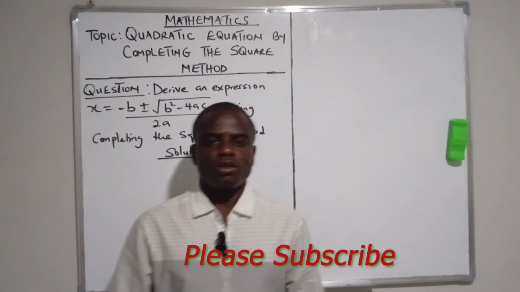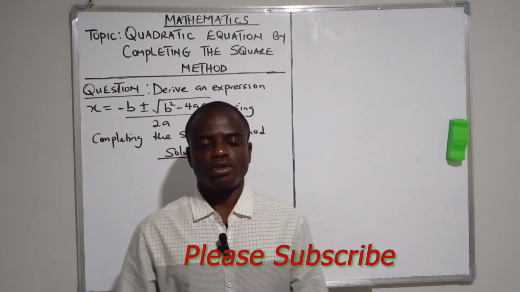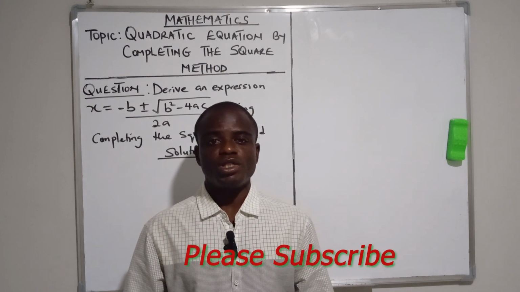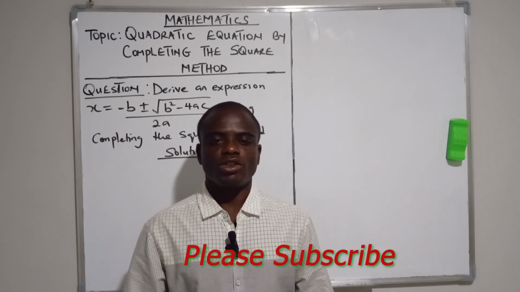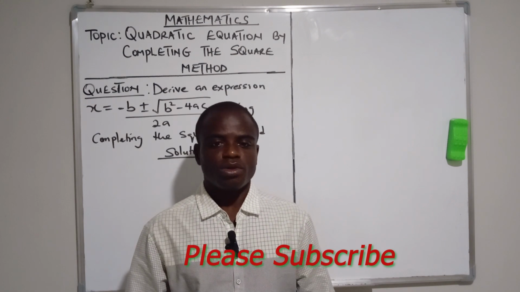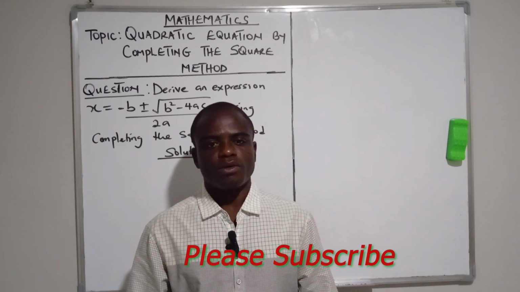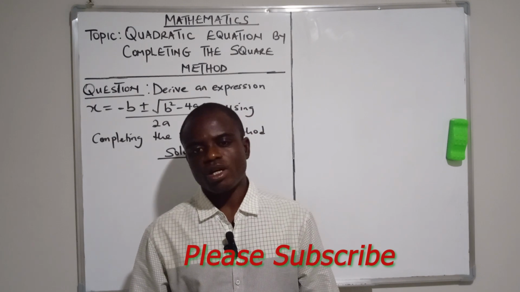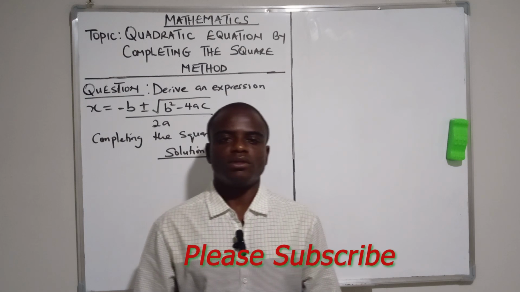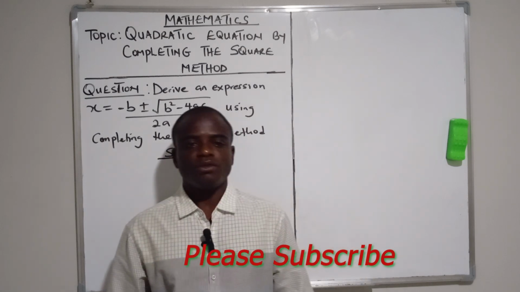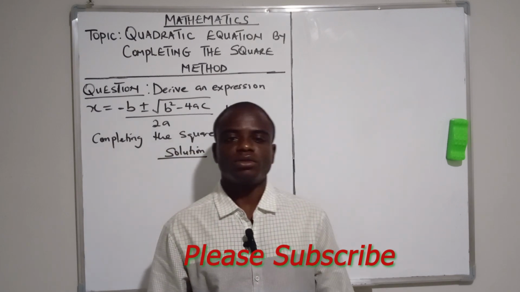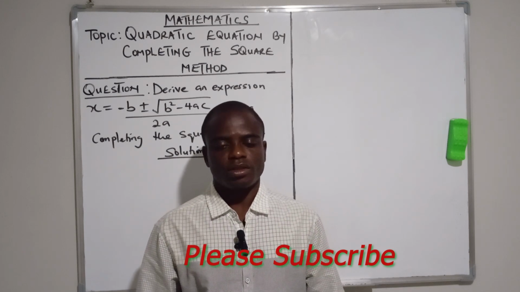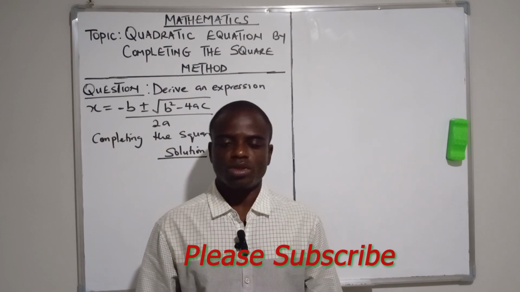Good day, students. Today I want to derive an expression, which is x equals minus b plus or minus square root of b squared minus 4ac over 2a, by making use of the quadratic equation by completing the square method. We will be given a quadratic equation, which is ax squared plus bx plus c equals 0.